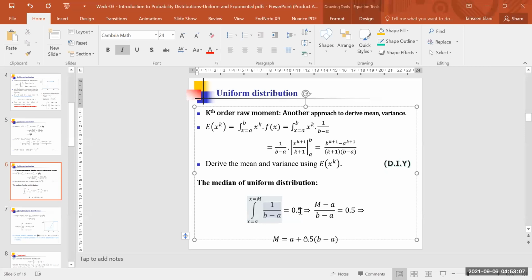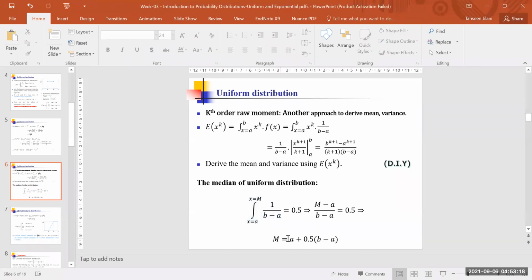So this equals 0.5. And when we integrate it, we have m minus a over b minus a equals 0.5. And then we get the formula, which is m equals the lower limit a plus b minus a times 0.5. It's a simple formula for finding the median because it is a linear distribution. Linear means there is no exponential, no x squared, no reciprocal or logarithm. So this is a linear function or linear probability distribution.